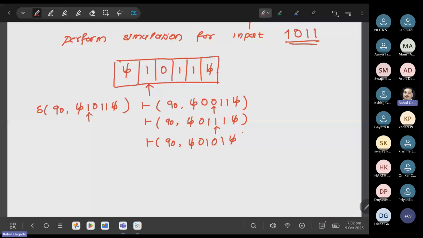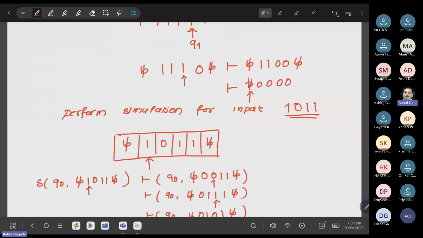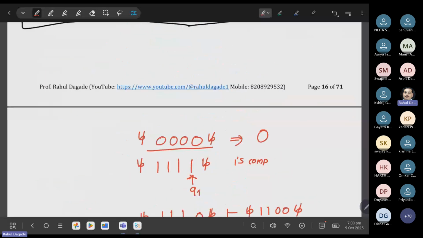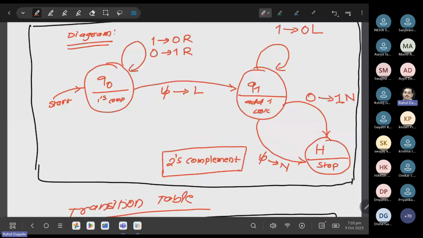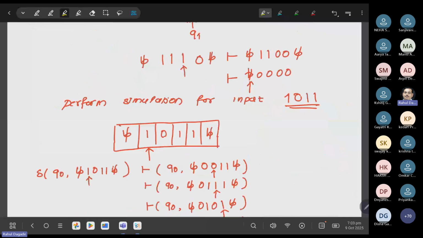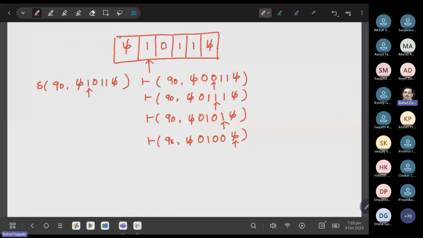Q0 blank 0, 1, 0, 1 is converted into 0 blank. Now the pointer is at blank. So in Q0 state, when it reads a blank, it goes to a Q1 state. So let us go into Q1 state and the pointer is moved to the left. So it goes to Q1 state now, and the pointer is moved to the left. Now the pointer is at the last position, 0.